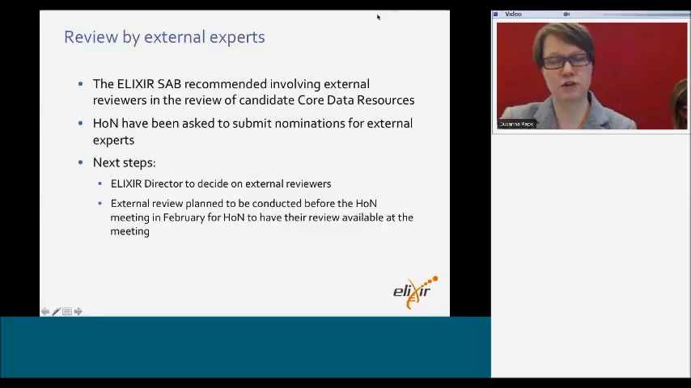and we will share the submitted candidate core data resource case study documents with these external reviewers. The time is a bit tight, but our plan is to ask the external reviewers to conduct their review before the heads of nodes meeting in February, so that the review from these external experts is also available for the heads of nodes when they do their consensus scoring at the meeting. So this is the plan for using external experts in this review as well.